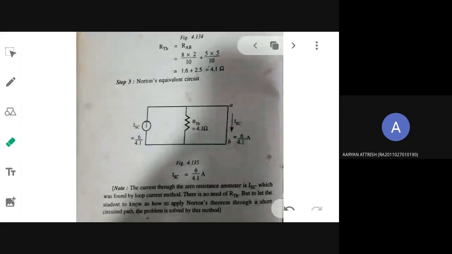Then you have to find out R Thevenin. So how will you find out R Thevenin? As the usual procedure: a voltage source means short circuit, a current source means open circuit. Then you will find out R Thevenin. Then finally the formula for IL, that is ISC into R Thevenin divided by R Thevenin plus RL. That's all, three steps. Then you should draw the Norton's equivalent.